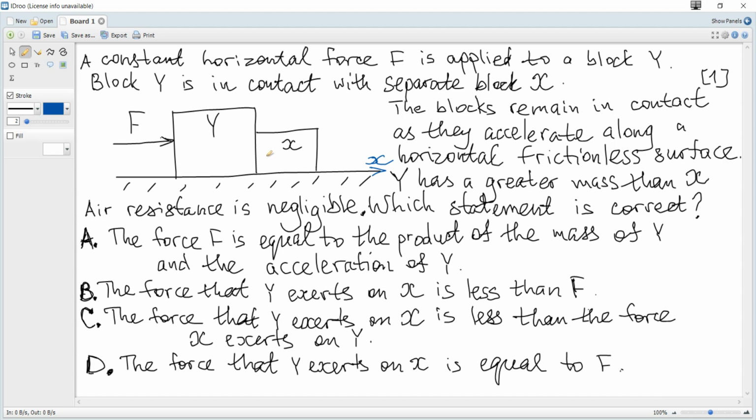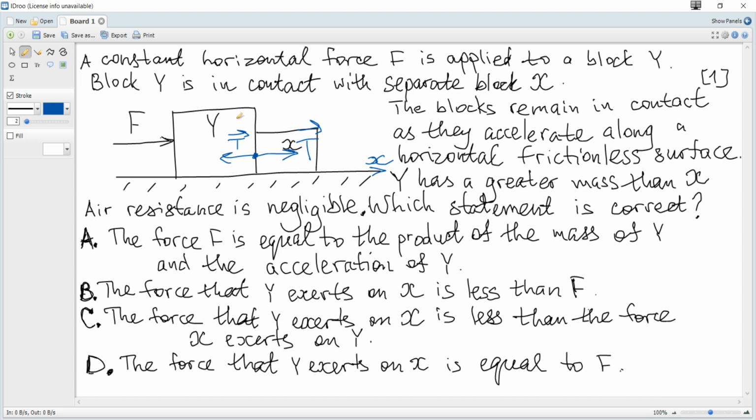There is a force that Y exerts on X, and also a force that X exerts on Y, and it's an action-reaction pair. These forces are equal but in opposite directions, so let it be some force, for example T to the right, and the force of the same magnitude to the left.